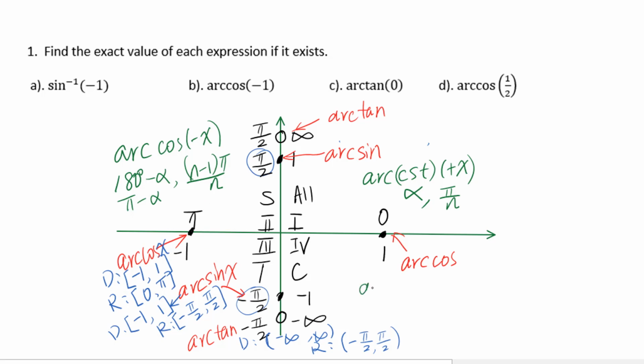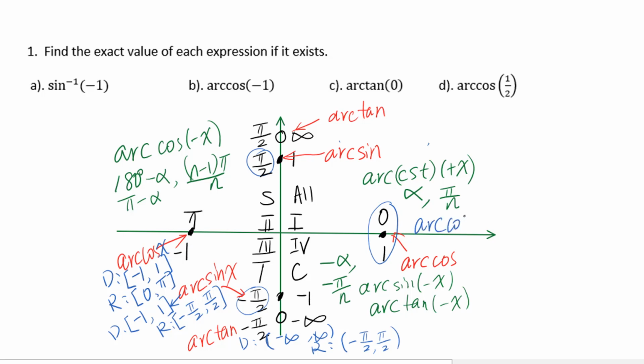For arc sine negative x and arc tangent negative x, we go to the fourth quadrant. The pattern for the angle in the fourth quadrant is negative alpha, and for special angles, it's negative pi over n.